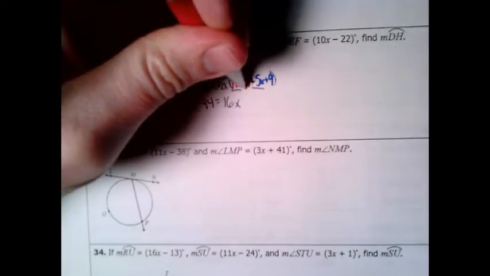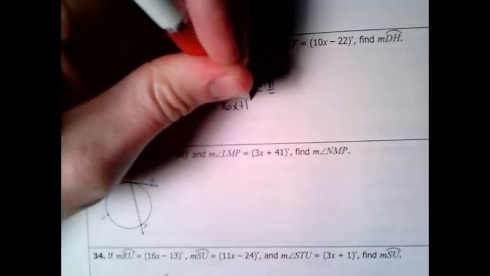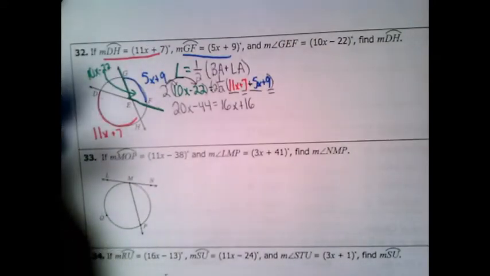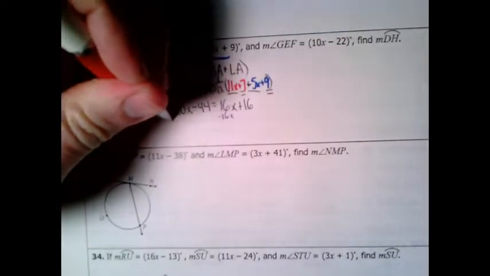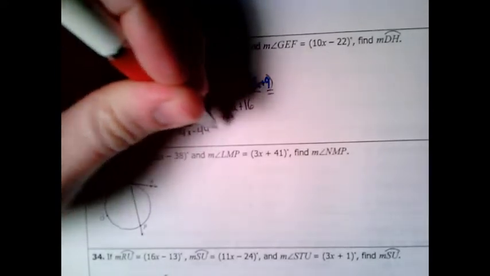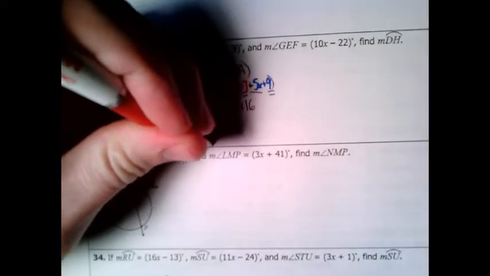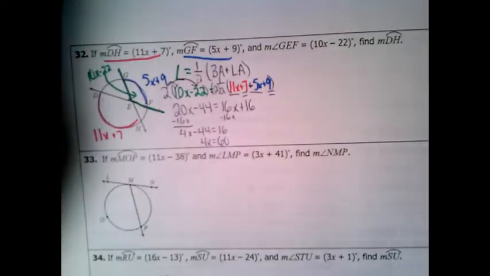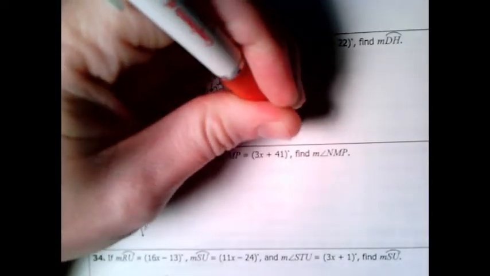Okay, and here I get 16. Okay, subtract by 16 on both sides. That gives me 4x minus 44 equals 16. Then I'm going to have to add 44 to both sides, which gives me 4x equals 60. So if I divide by 4, x is equal to 15.